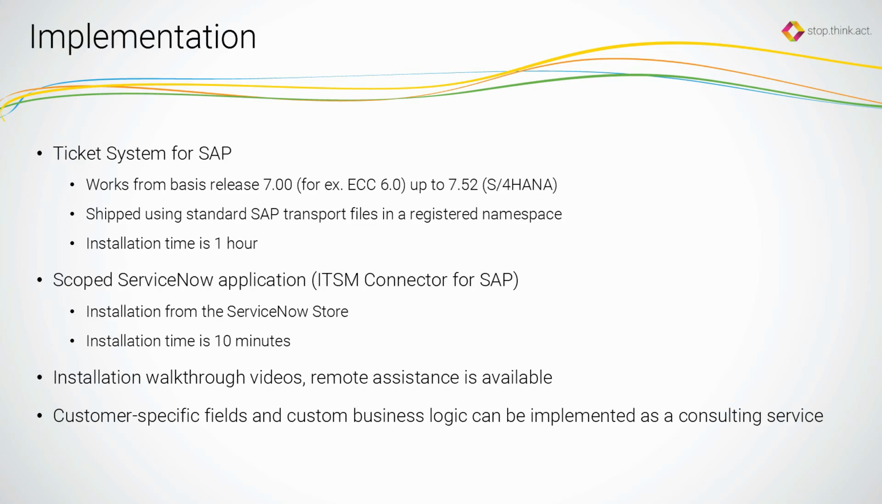The next slide is about the implementation. So you can see that the product works with very old SAP releases up to the latest S/4HANA releases. All you need is a NetWeaver based SAP system with a basis release of 7.00 or later. That's basically the release in which ECC 6.0 was introduced 15 years ago. We ship the product using standard transport files, so that's what you have to import. All our objects are in our own registered namespace, as we are SAP application development partners. Net installation time is about 1 hour.